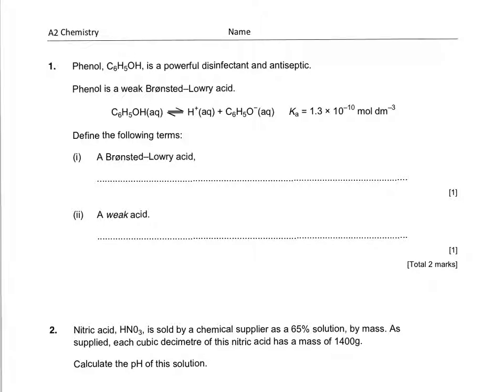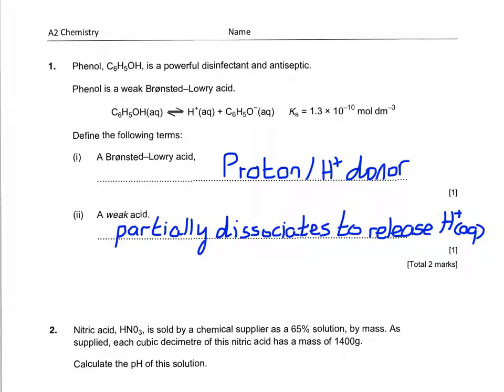So first of all, defining a Bronsted-Lowry acid, it's quite straightforward. It's basically a proton donor. Obviously a proton is the same as an H+ ion, so you could put H+ donor as well. And a weak acid partially dissociates. It's important to say that it partially or doesn't fully dissociate. And because it's an acid, it has to have releasing H+ in that sentence somewhere as well.